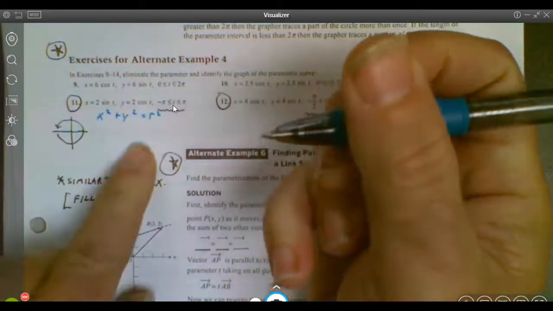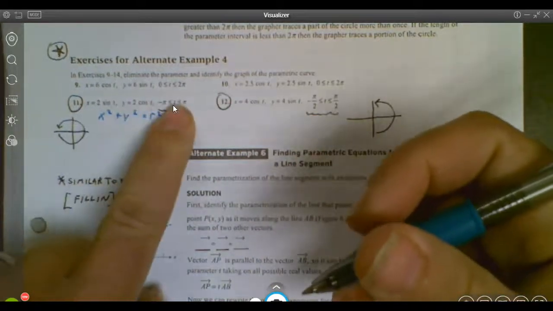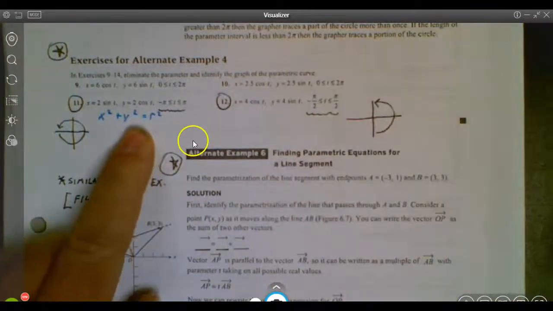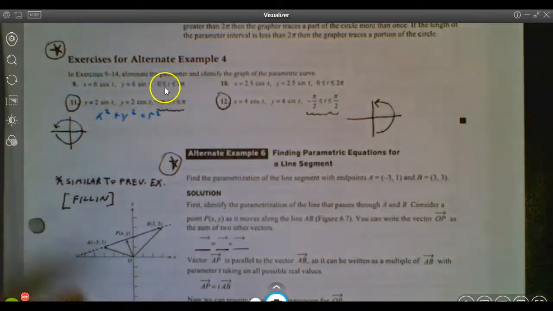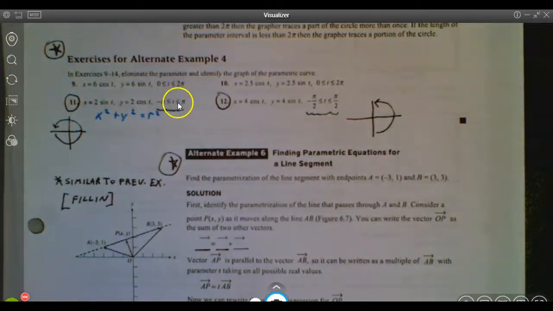As soon as I see that kind of information, I want to connect it to my parent function of a circle. Now this one didn't say from 0 to 2 pi, but it still represents a full circle. If I said go from negative pi to positive pi, well, here's negative pi, and if I travel all the way around to positive pi, I'm still creating a circle. That's still one entire lap around a circle.